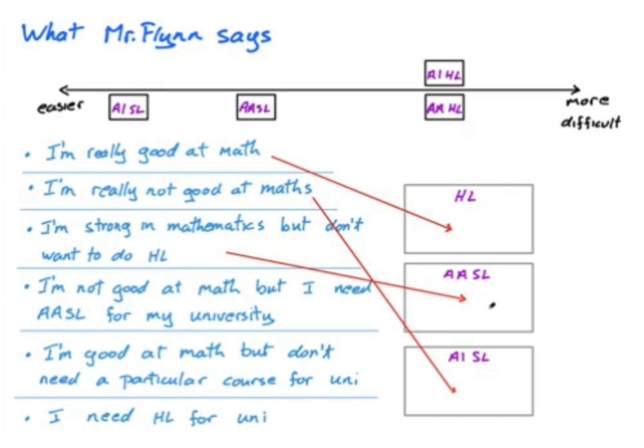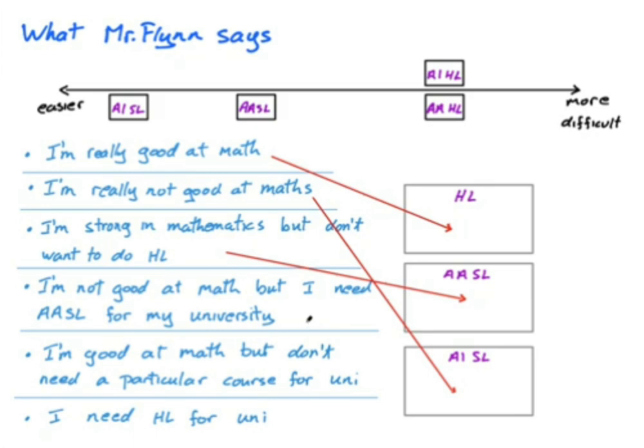So for me, that's an easy decision as well. Do AA SL. These 2 are the 2 difficult ones. I'm not good at math, but I need AA SL for my university. So we have a lot of students in our school that fit into this category, and it's a bit of an issue, and it has been for years, and it's true in all schools around the world, many schools.